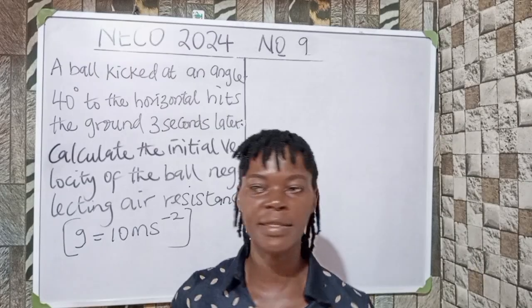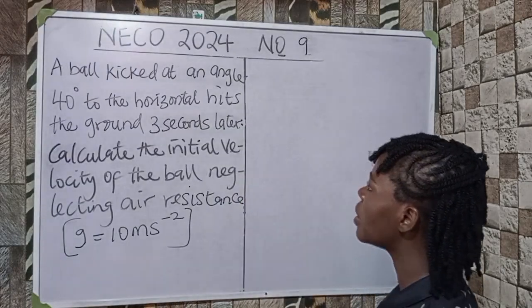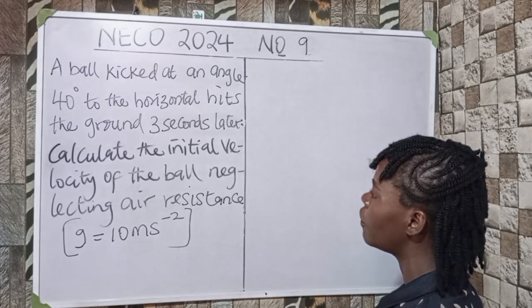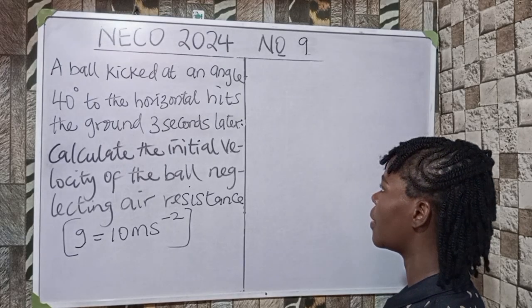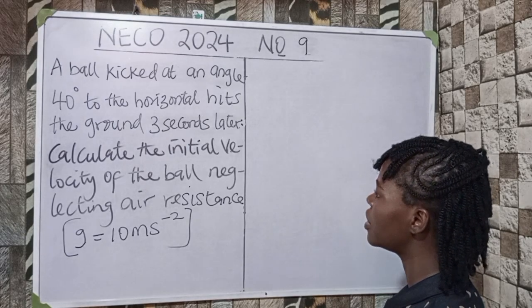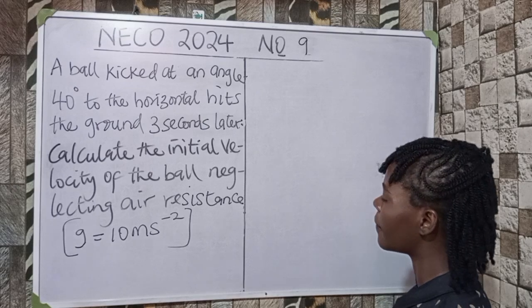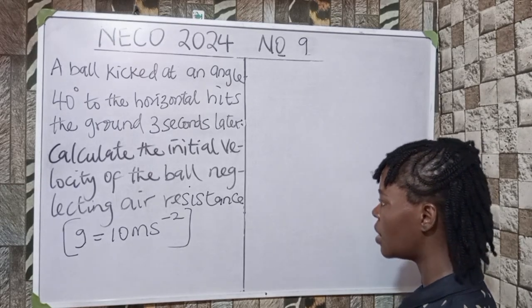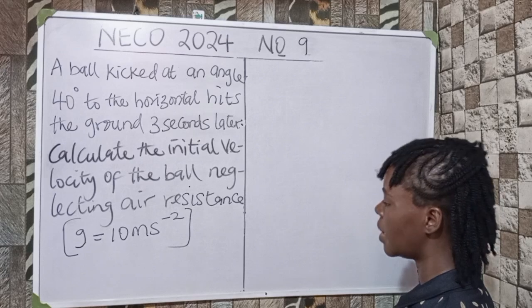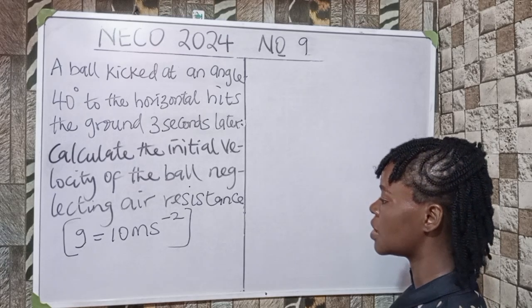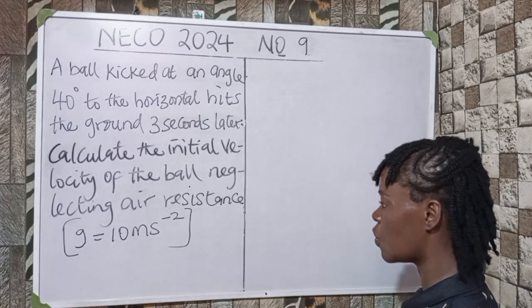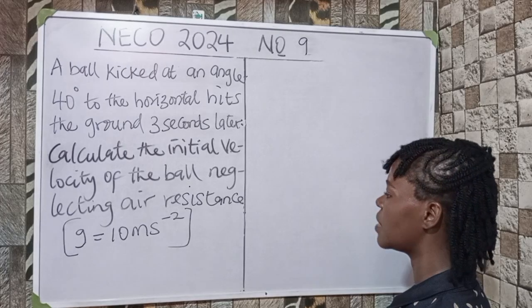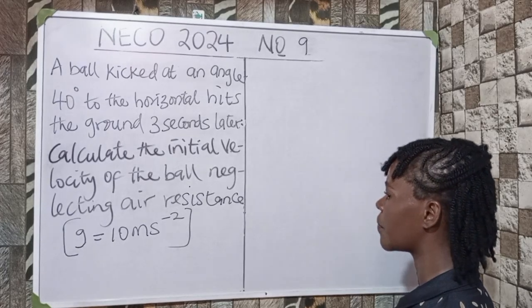Question 9 says, a ball kicked at an angle 40 degrees to the horizontal, hits the ground 3 seconds later. Calculate the initial velocity of the ball, neglecting air resistance. And we are given acceleration due to gravity g equals 10 meters per second square.